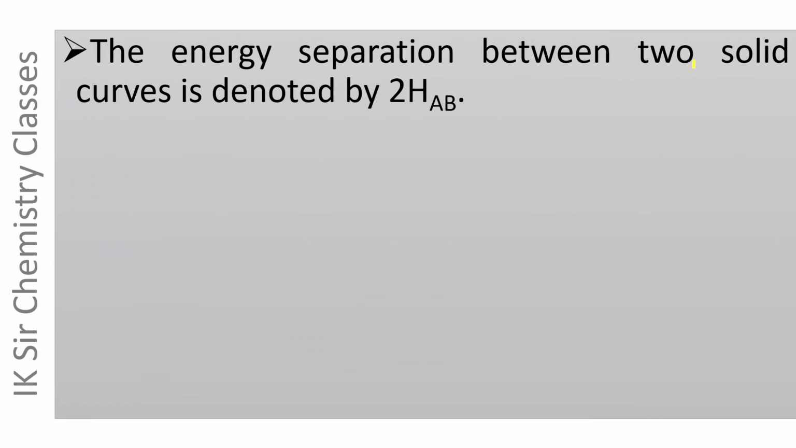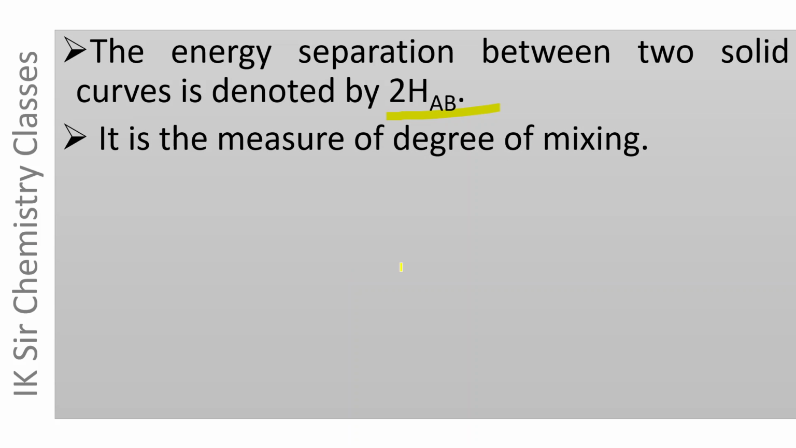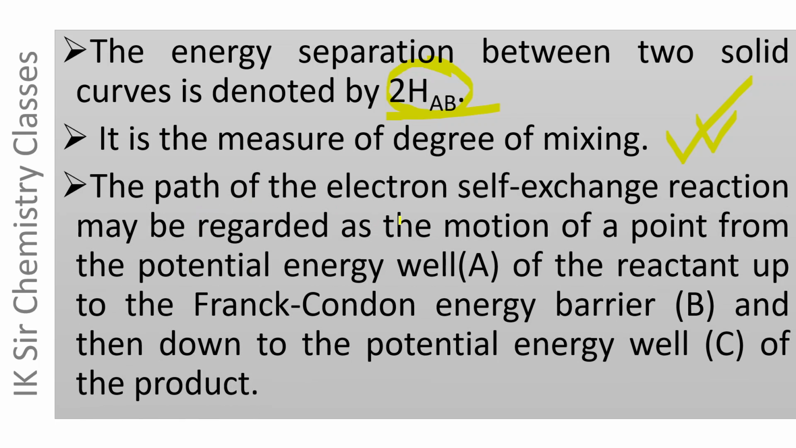The energy separation between two solid curves is denoted by 2HAB. It is the measure of degree of mixing. Greater the degree of mixing, greater will be 2HAB, and smaller will be the Gibbs energy of activation. The path of reaction.